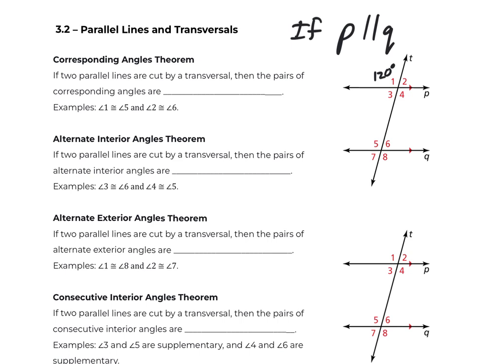Okay, so the first relationship we're going to talk about is angle 1 and angle 5, or angle 2 and angle 6. Well, yesterday we identified those as being corresponding angles.